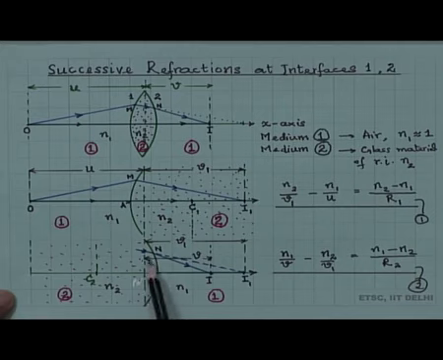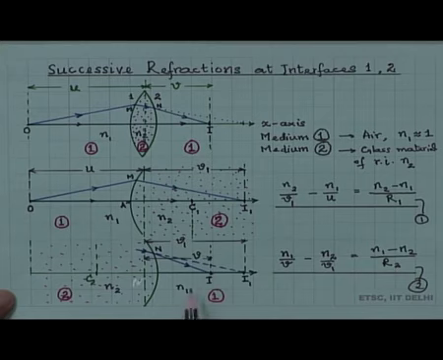Therefore, the formula is: the refractive index of the second medium is on this side. So, this is now n 1, the refractive index of the second medium, divided by the image distance, which is V. What is shown here, V from the center to I, this is V.